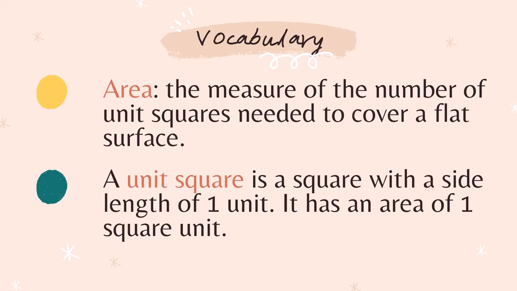Area: the measure of the number of unit squares needed to cover a flat surface. A unit square is a square with a side length of 1 unit. It has an area of 1 square unit.